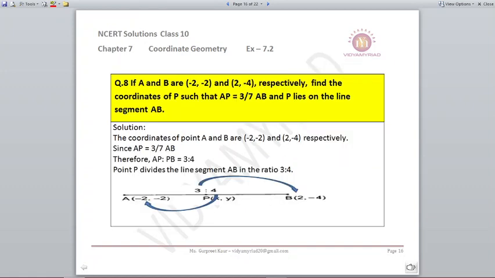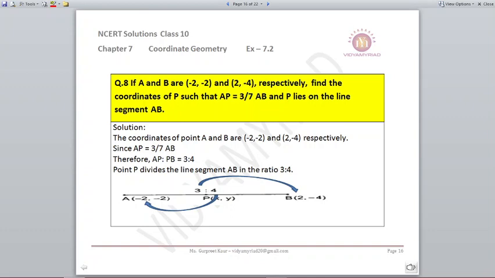Question number 8. If A and B are (-2, -2) and (2, -4) respectively, find the coordinates of P such that AP is equal to 3/7 AB and P lies on the line segment AB. Now coordinates A and B are given to us. Ratio is given, AP is equal to 3/7 AB. But I want AP and PB. So AP and PB will be 3:4.